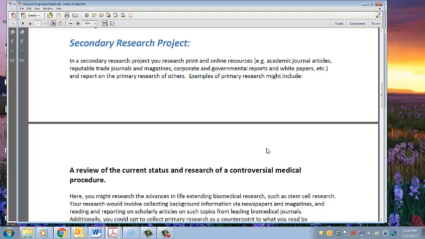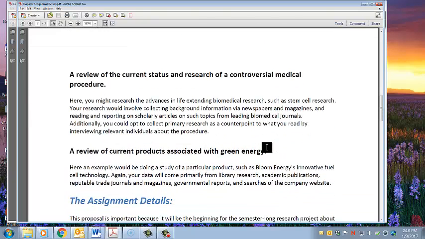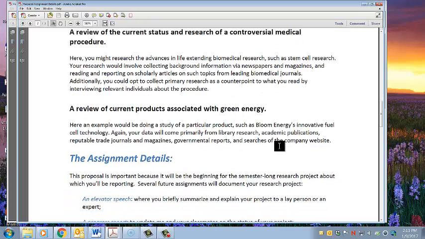Okay, so some examples that I have here: a review of the current status and research of a controversial medical procedure. Okay, maybe you're looking at stem cells or life-extending biomedical research. You might look at newspapers and magazines, reporting articles that are scholarly as well as from leading biomedical trade journals, those sorts of things. Another example might be a review of current products associated with green energy. So if you're an English major, if you are an education major, or if you're not in senior design, this may be another option of what you could choose to do a project on and write about this semester.